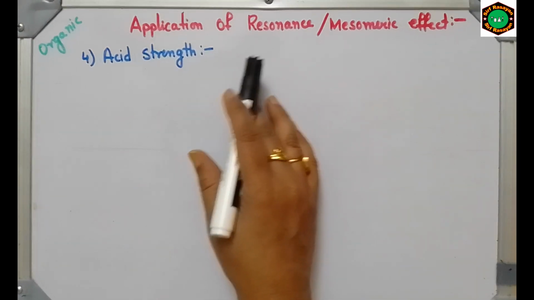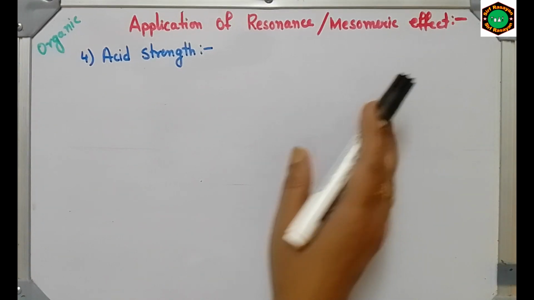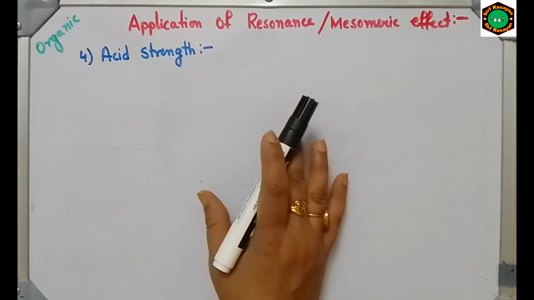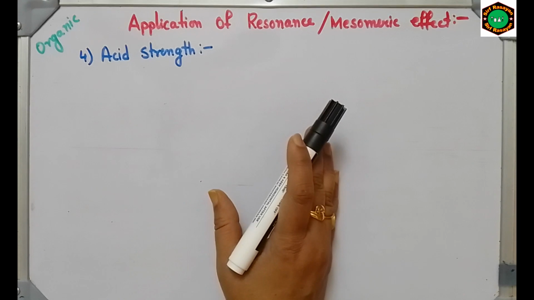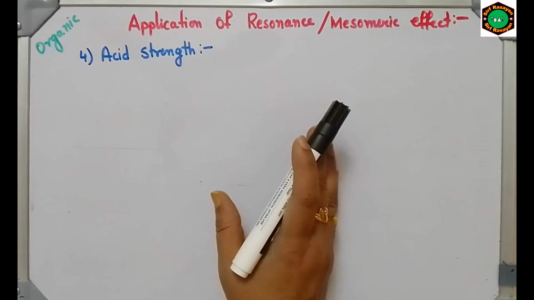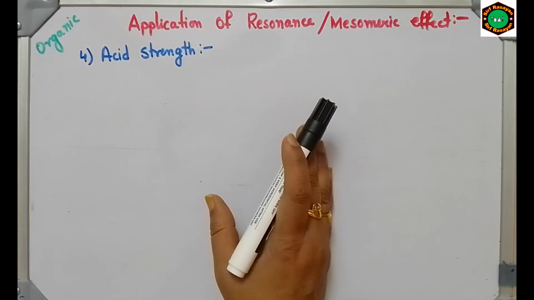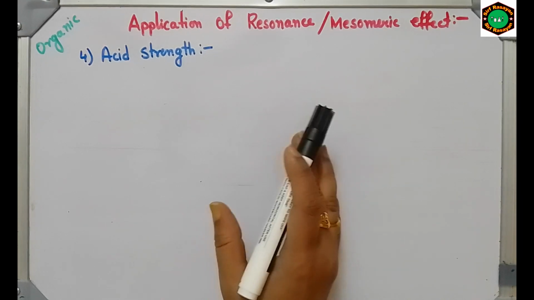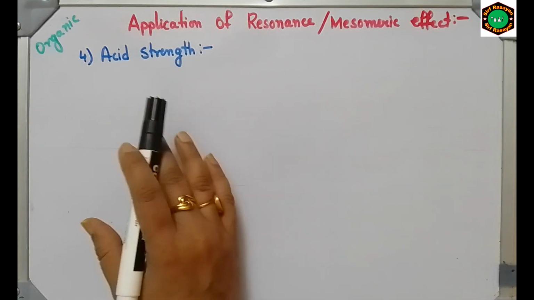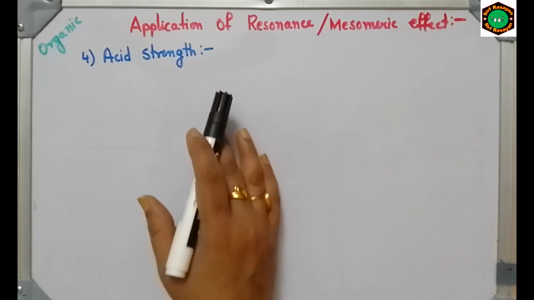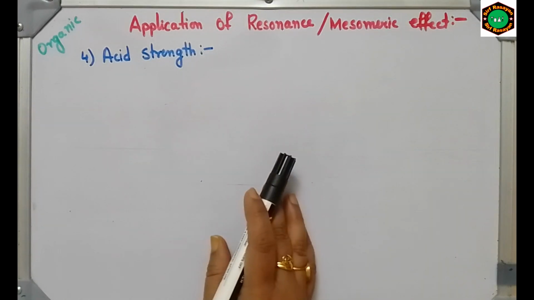Under application of resonance or mesomeric effect, in my previous videos I have explained about stability of carbocation, stability of carbanion, stability of free radical. Now I am explaining about how to compare the acid strengths using resonance or mesomeric effect.